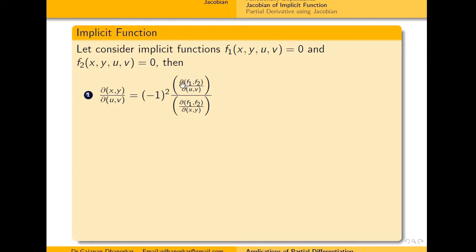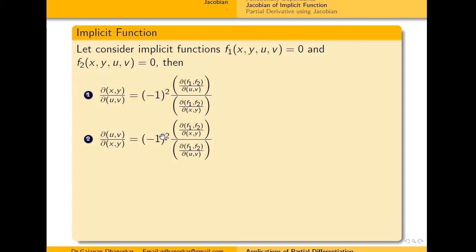Then in the numerator we will write Jacobian of f1 f2 with respect to uv. Here the denominator is there, therefore I will take this with respect to uv. Here xy is in the numerator, therefore I will take this with respect to xy. This is your formula. In a similar way we will write this formula for Jacobian of uv with respect to xy. First of all we write in the denominator Jacobian of f1 f2 with respect to uv, then in the numerator Jacobian of f1 f2 with respect to xy. This is very easy, and here minus 1 raised to 2.